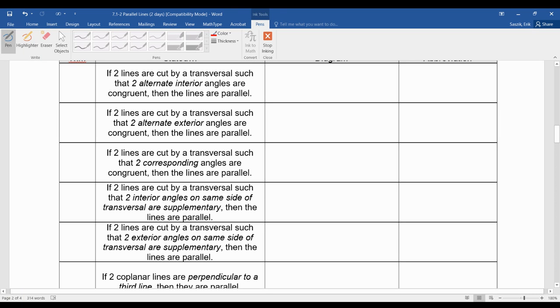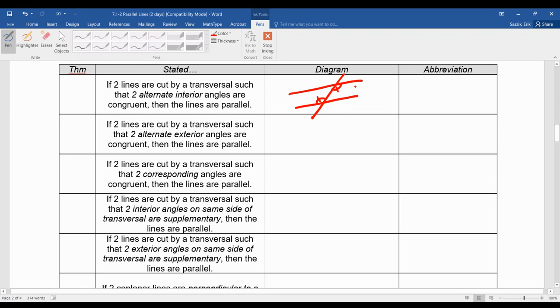If two lines are cut by a transversal such that two alternate interior angles are congruent, then the lines are parallel. So in other words, if you had something like this, and this angle here was congruent to that angle there, those are alternate interior, that means these two lines would have to be parallel, okay? We're not going to write out all that. Are you kidding? If alternate interior angles congruent, then parallel lines. How about that?